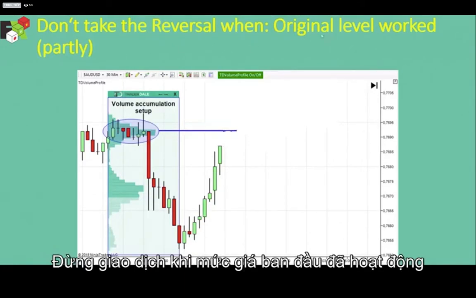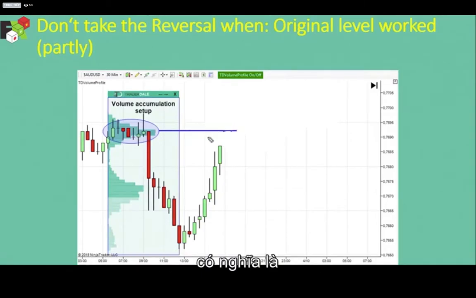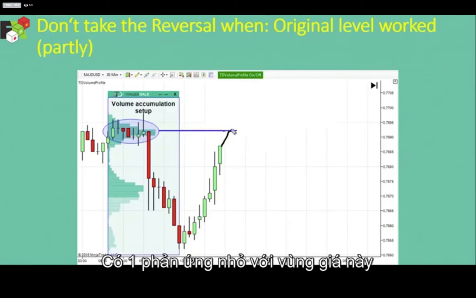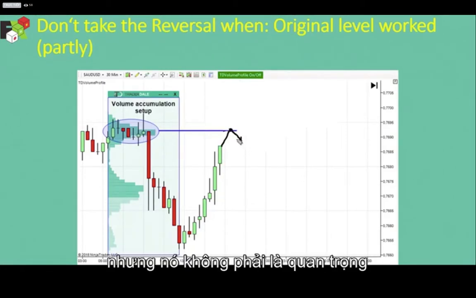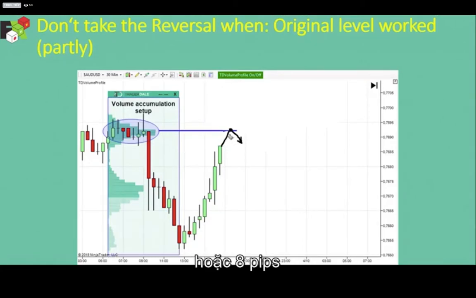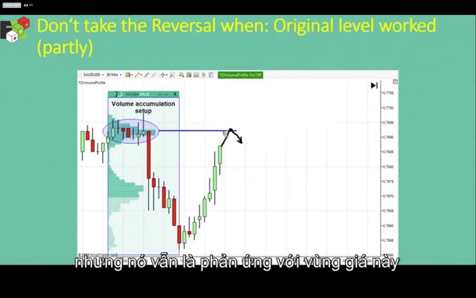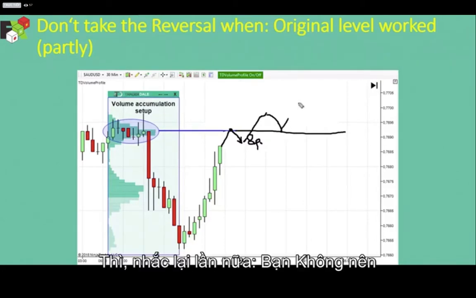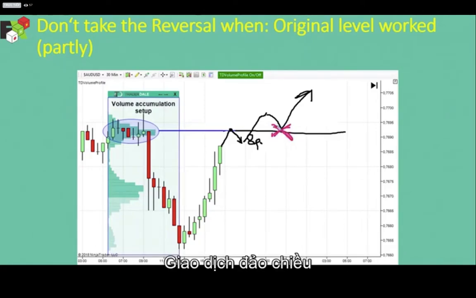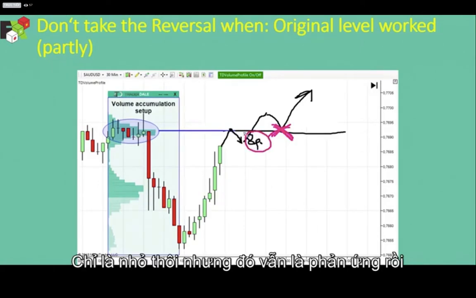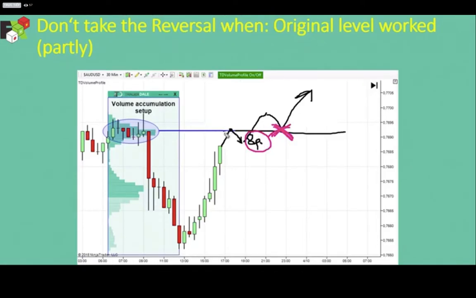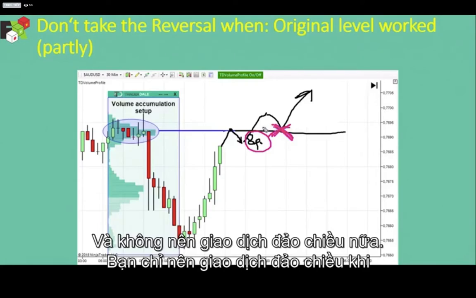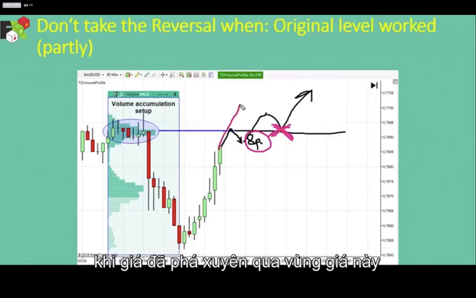Alright? The next rule is pretty similar. Don't take the reversal when the original level worked partly. This means that there was sort of a reaction to the level. It wasn't really significant. Let's say that it was, for example, just 7 or 8 pips. But still there was a reaction to the level. So if there was, for example, an 8 pip reaction to the level, then if the price goes past the level, again you don't take the reversal. Because the price already made the reaction. It made a smaller reaction, but there was a reaction. So the level worked, and there's no point in trading the reversal. You only trade the reversal when the level doesn't get respected and the price goes past it.